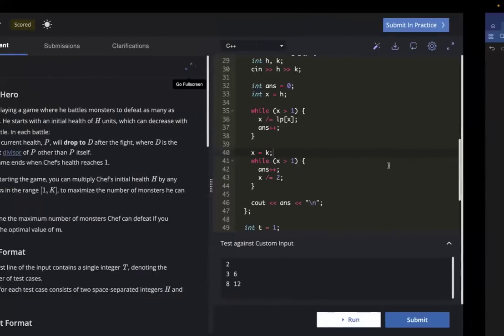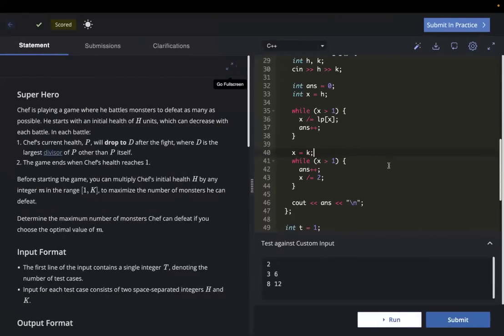Can you explain the code once? Oh yeah, there is one more thing in the code which I forgot to discuss. Sorry, my bad. For finding out the lowest prime number, how will you do it?